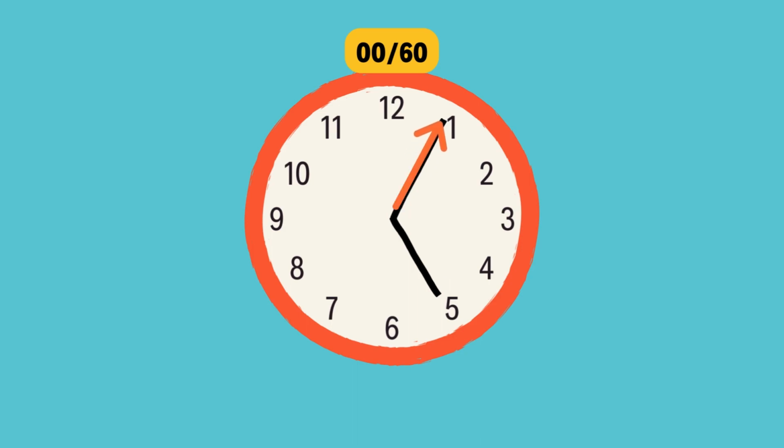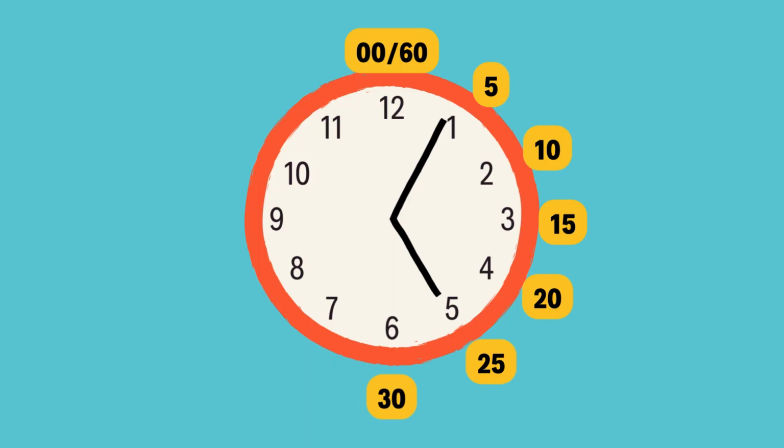Look at the big hand. It points at the top on the number 12. From 12 to 1, there are 5 minutes. From number 12 to 2, there are 10 minutes. From 12 to 3, there are 15 minutes. From 12 to 4, there are 20 minutes. From 12 to 5, there are 25 minutes. From 12 to 6, there are 30 minutes.